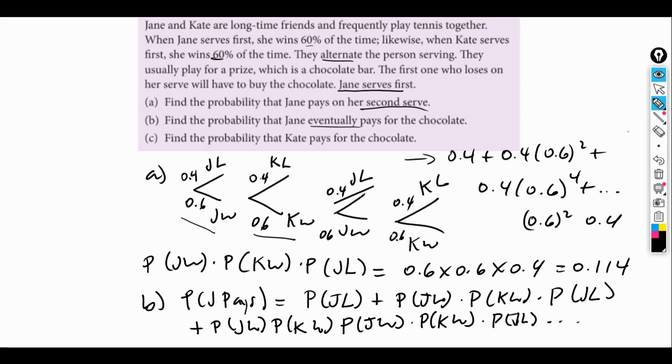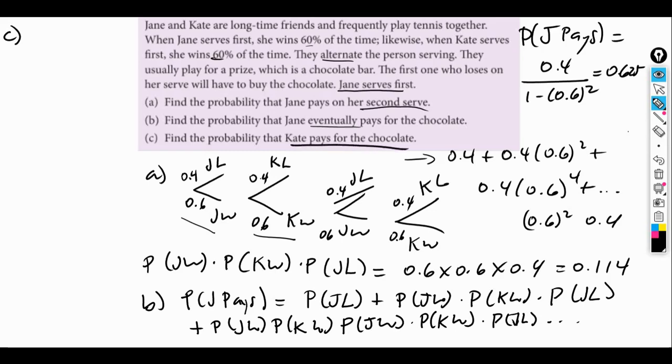So with this, we can say then that the probability that Jane pays is going to be equal to the first term, 0.4, divided by 1 minus the common ratio, 0.6 squared, and this is going to equal 0.625. Then for part C, find the probability that Kate pays for the chocolate.